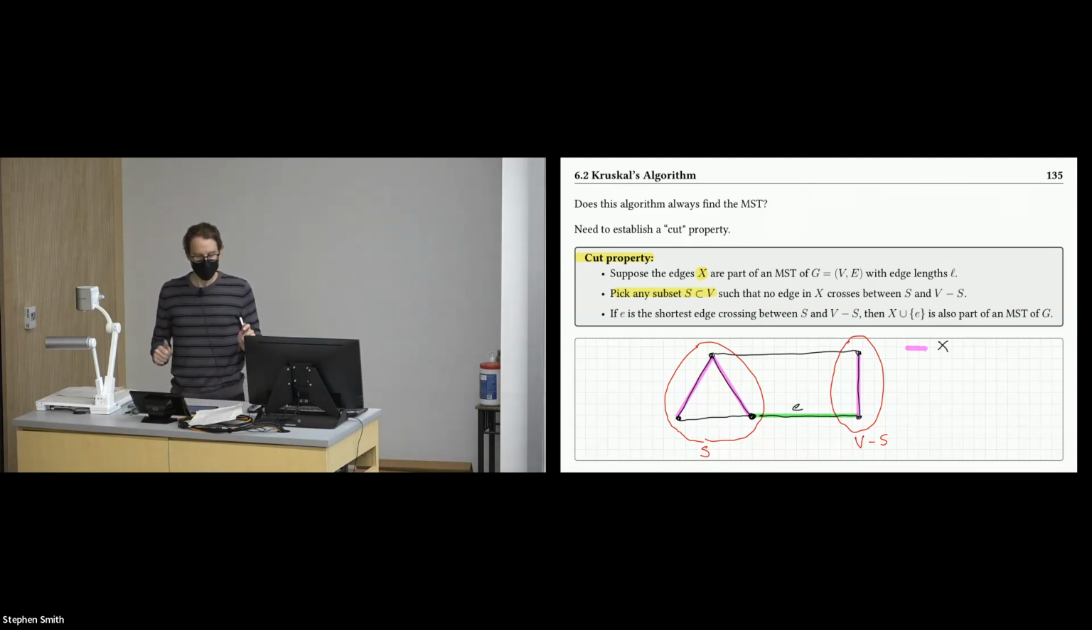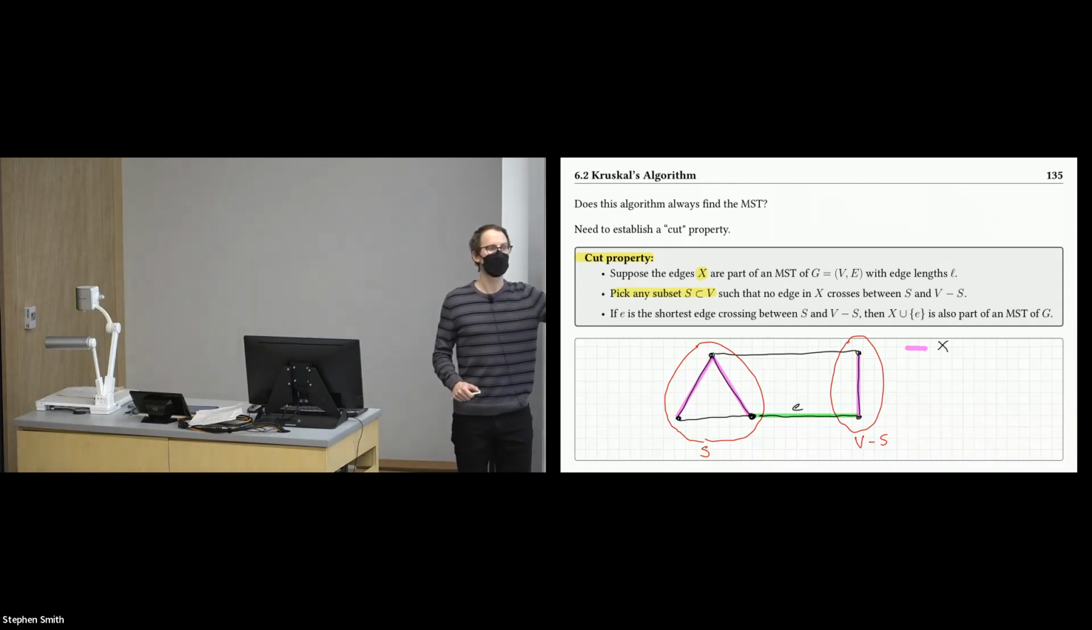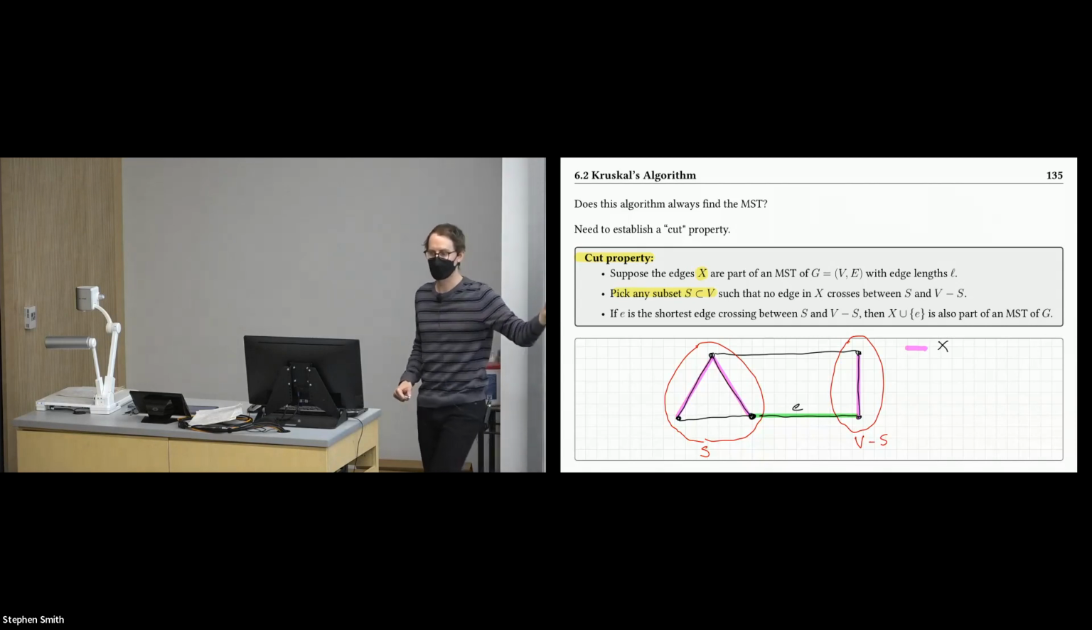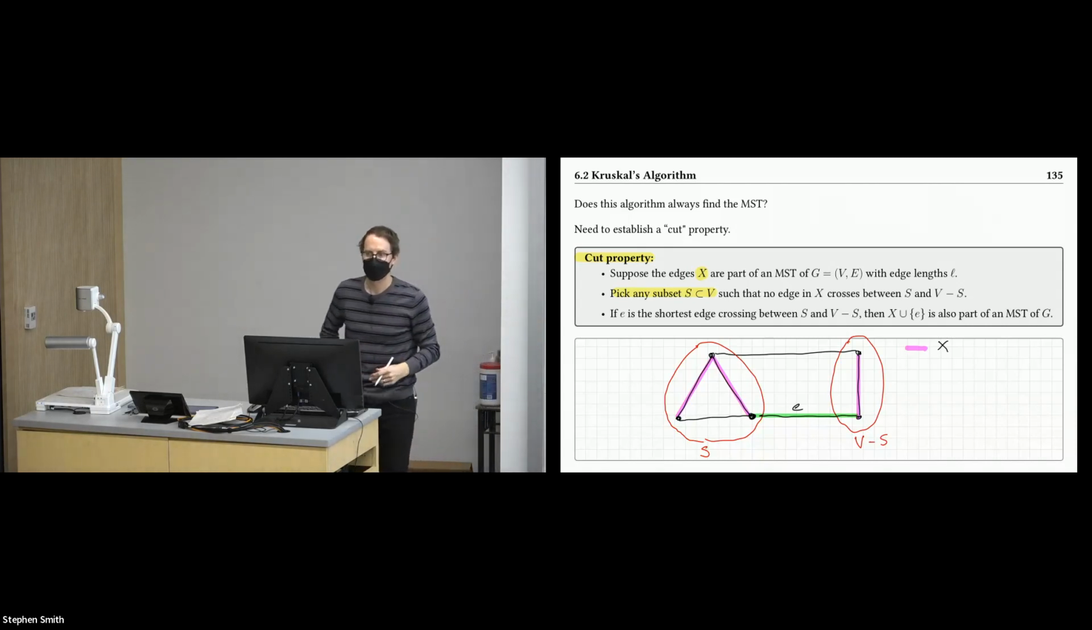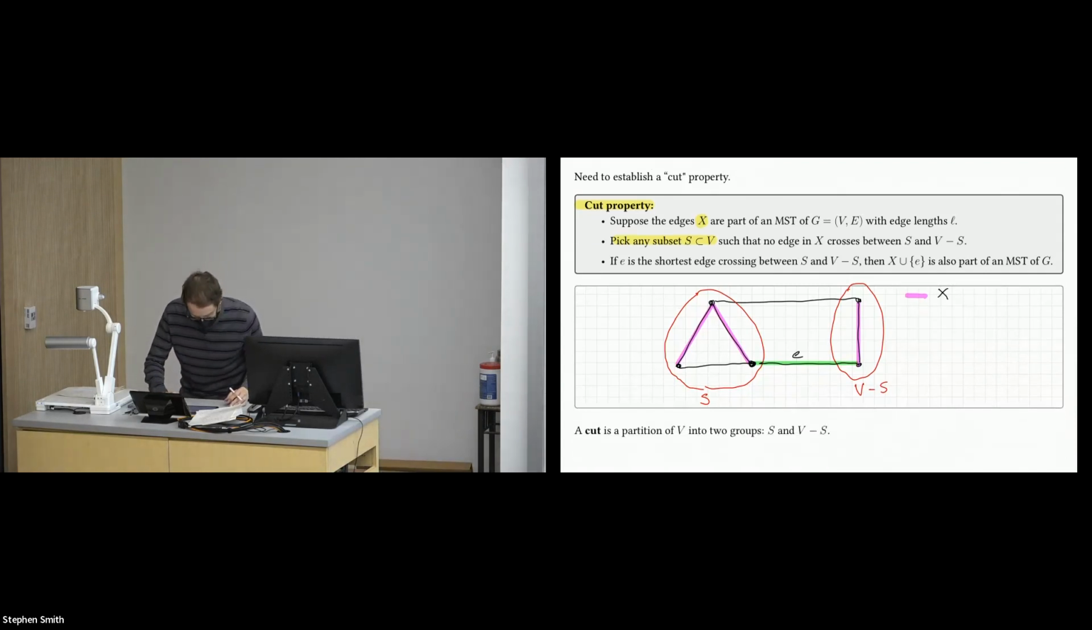So this is called the cut property because we think of this right here as being a cut in the graph between S and that separates S and V minus S. And then we're adding the shortest edge that crosses the cut. That's the terminology that's used here. Okay. So a cut is a partition of V into two groups, S and V minus S.